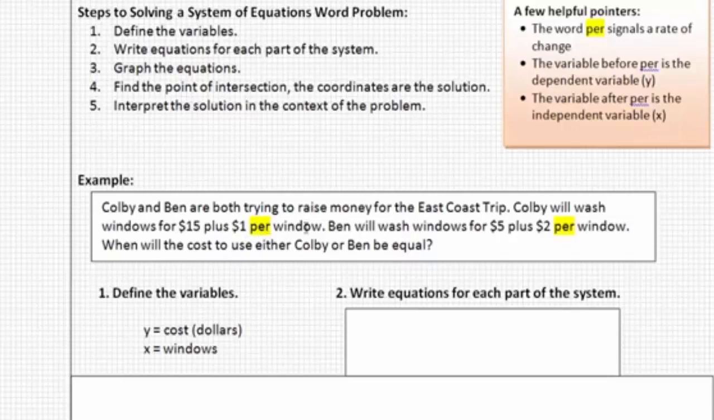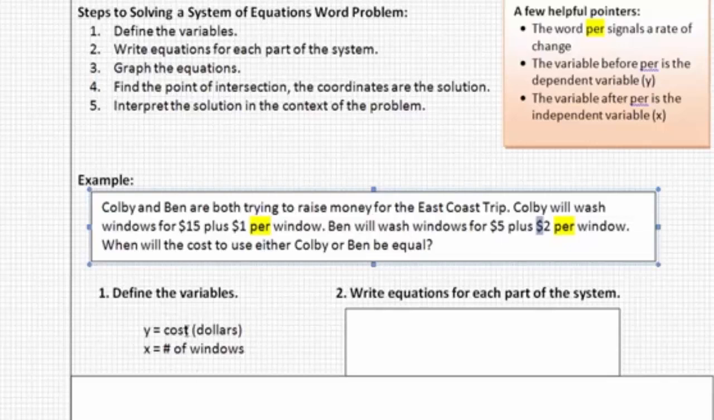And then right after it is windows, so x is actually, we should say, the number of windows. There we go, number of windows. So y is my cost in dollars and x is the number of windows. And I get that just from looking at that. And over here, it's the same thing. Per, right before it is dollars and right after it is windows. So my y is the cost in dollars and my x is the number of windows.